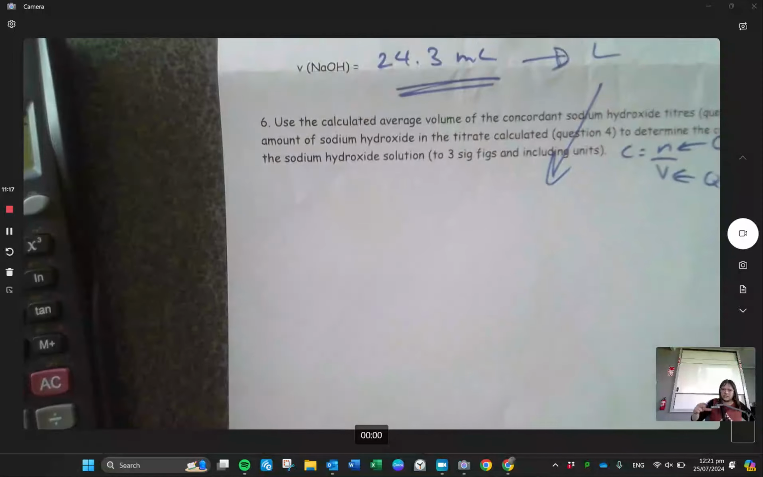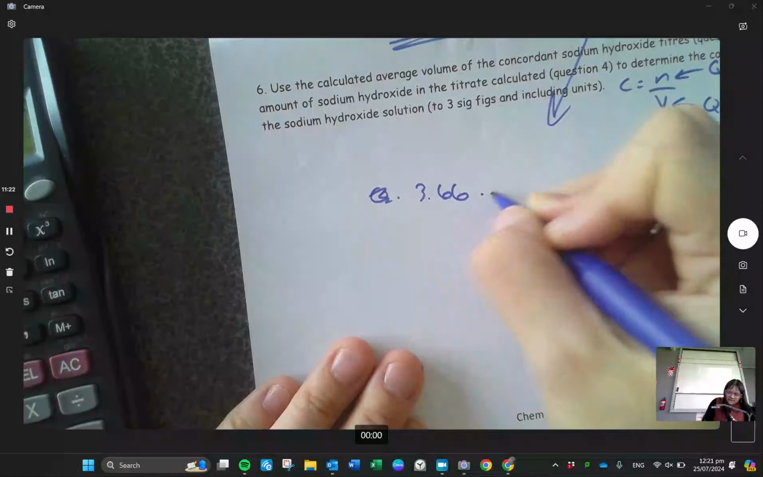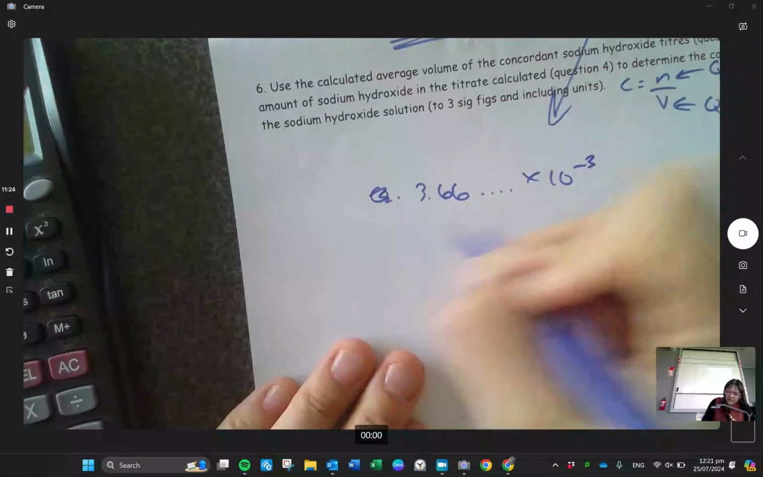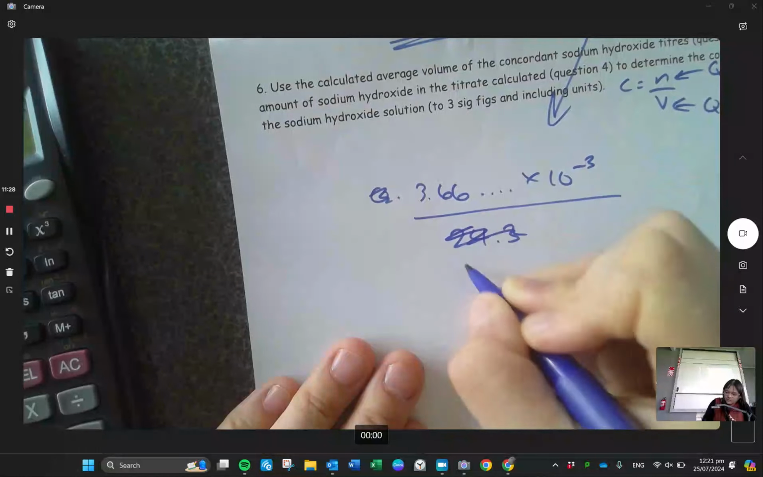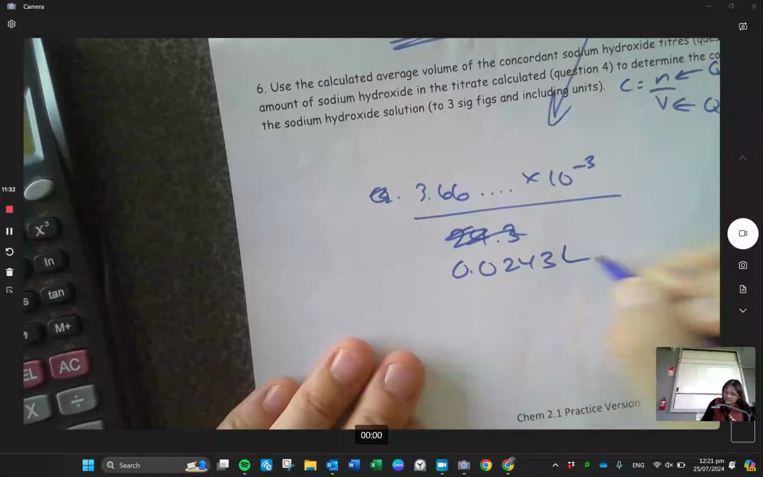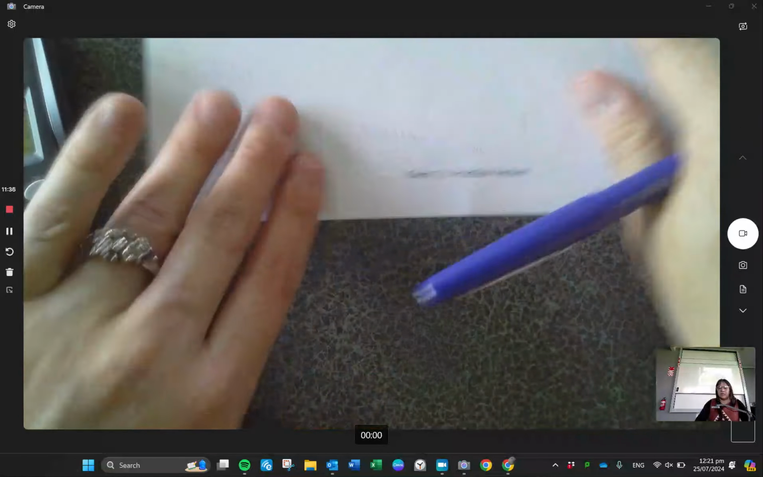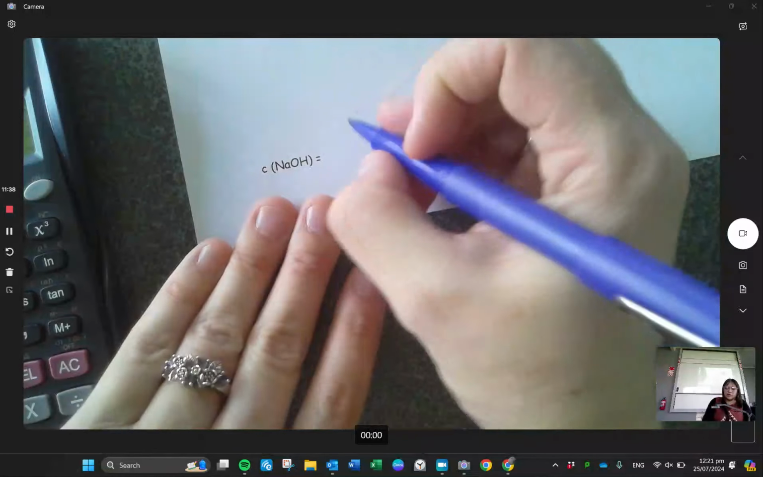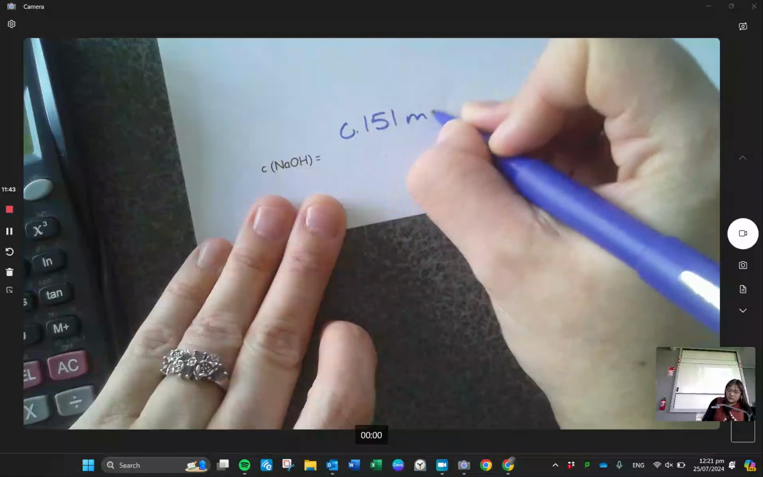So I take my answer from my previous sheet. Whoopsie, sorry. 3.66 ... times 10 to the negative 3. I'm just trying to save us time. And then you divide it by 20 point... no. See, I made the mistake. Like that. That one's in moles. So now I get an answer in moles per liter, which is what I want. You should have gotten 0.151 moles per liter as your answer.